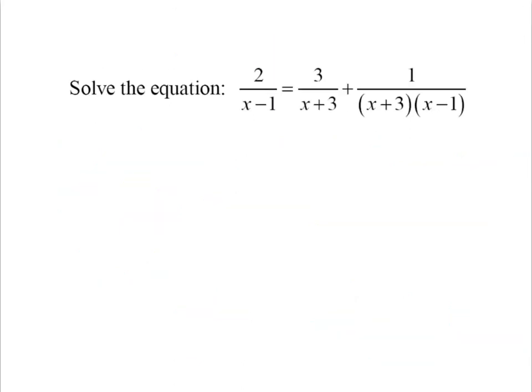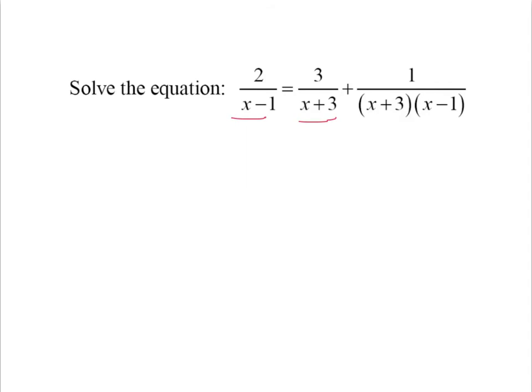Well, here we have another example with fractions. Here we have 2 over x minus 1 equals 3 over x plus 3, plus 1 over x plus 3 times x minus 1. Well, one of the best ways to solve this kind of problem is to find the LCD, which is the least common denominator. Right? Now, we have x plus 3 times x minus 1. Here we have x plus 3, and here we have x minus 1.